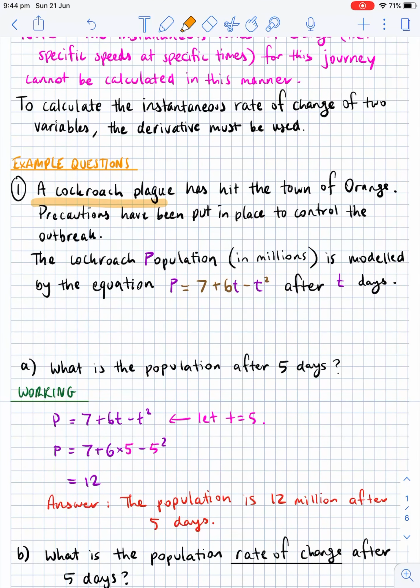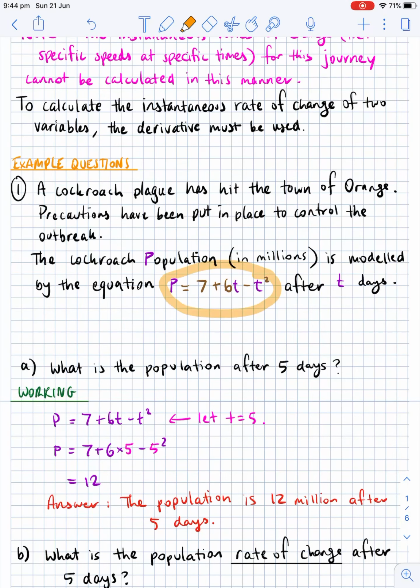So a cockroach plague has hit the town of Orange. Precautions have been put in place to control the outbreak. The cockroach population in millions is modelled by the equation P equals 7 plus 6t minus t squared after t days. So pretty much this equation is telling you if you put in a value for t, which is just describing the number of days, it'll tell you roughly what the population is. So we know this model is helping us with our understanding of how the population is changing over time.